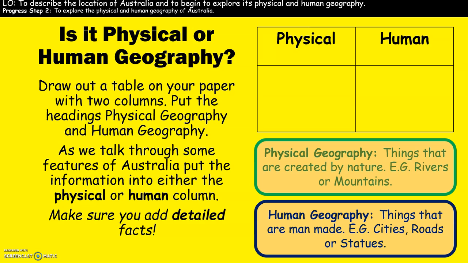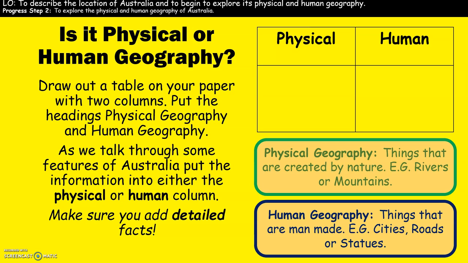So on the piece of paper or your book, if you've got your book in front of you, I want you to create a small table. On one side, put physical geography, on the other side, put human geography. I'm going to talk through some features of Australia, and I want you to put the information into the correct column. So whether you think it's physical geography or whether you think it's human geography.